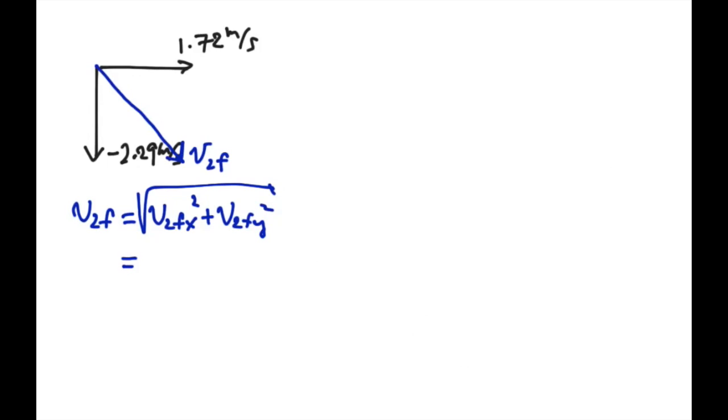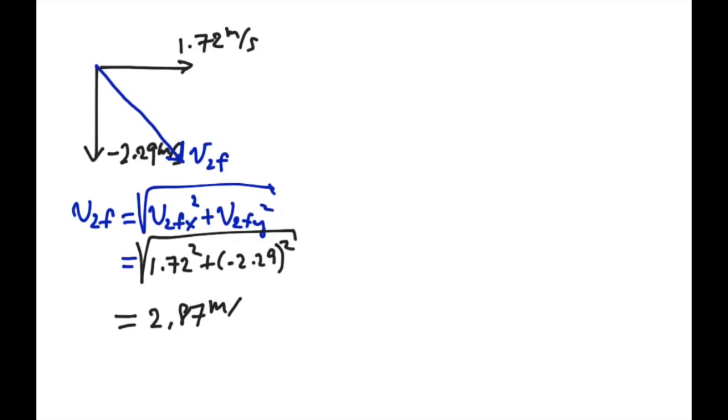So that's going to equal 1.72 squared plus negative 2.29 squared, all that square root. So that gives us 2.87 meters per second. So that is the magnitude of the final velocity for mass 2, 2.87 meters per second.